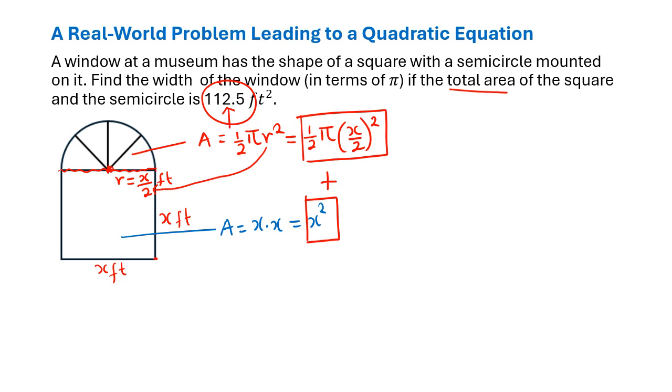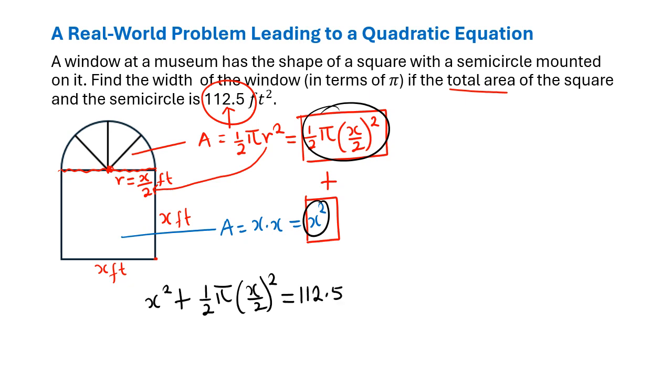So let's combine the areas. I'm going to start with x squared plus 1/2 pi times x over 2 all squared, which adds up to 112.5. I'll try to simplify this to see what I'm getting. It will be x squared plus 1/2 times pi times x squared over the denominator squared, which will be 4. Then set all of that equal to 112.5.